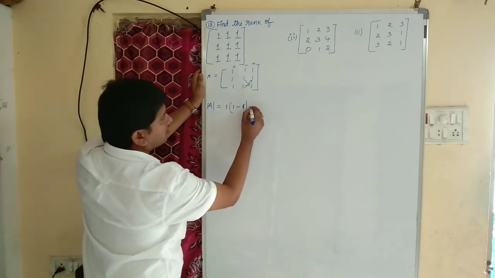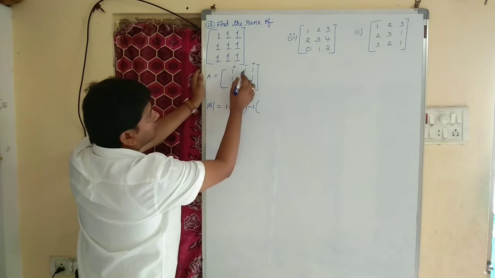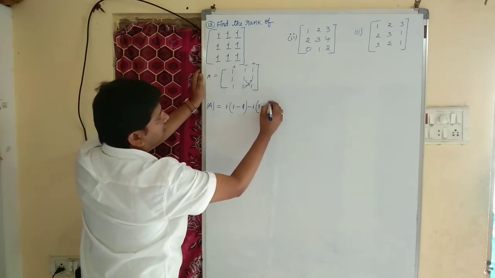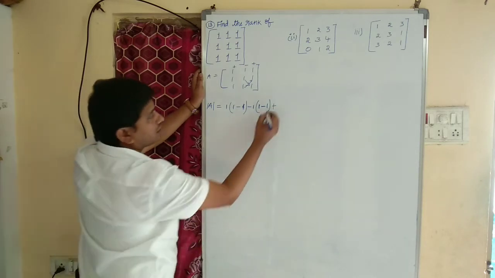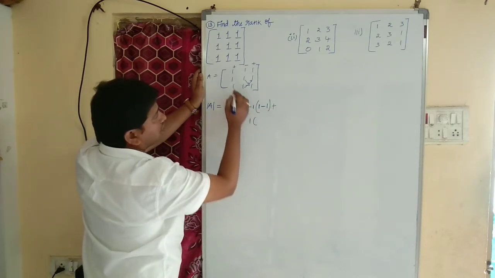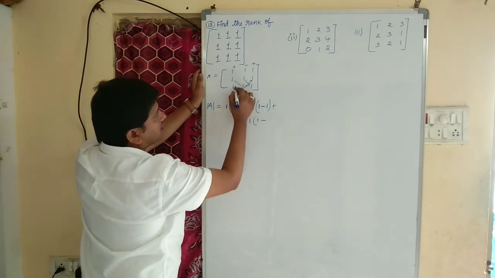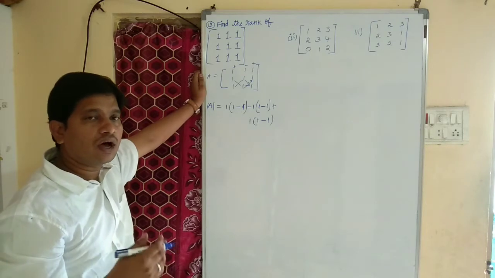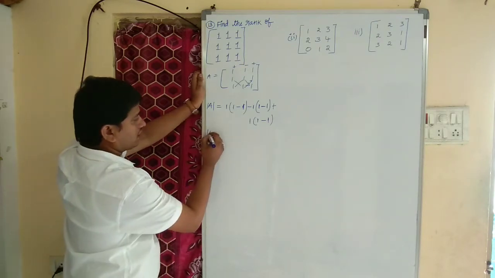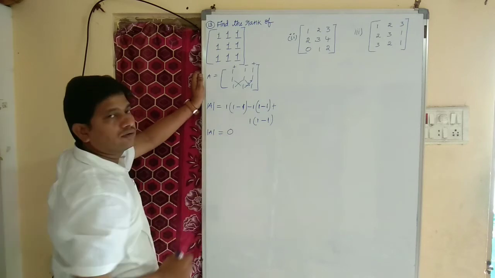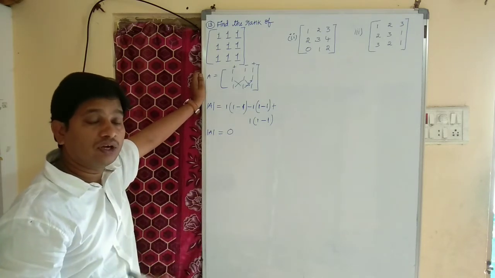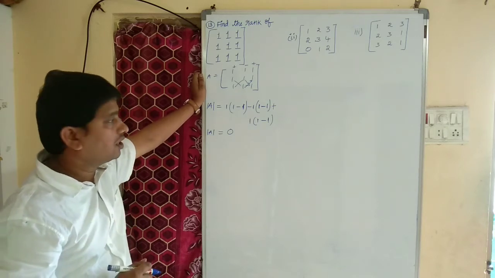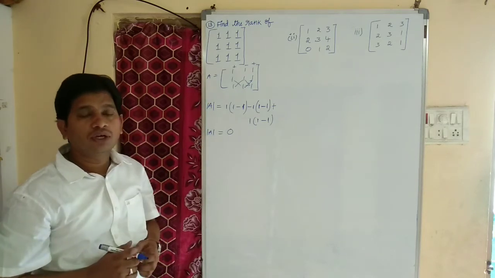Now the second one is minus 1 into 1 1 ja 1, minus 1 1 ja 1, plus 1 into 1 1 ja 1, minus 1 1 ja 1. Because all elements are identical, however you calculate, the determinant is 0. Without doing the determinant, we can say that the determinant of the given matrix is 0. Right? If the determinant of a given matrix is 0, then what to do?